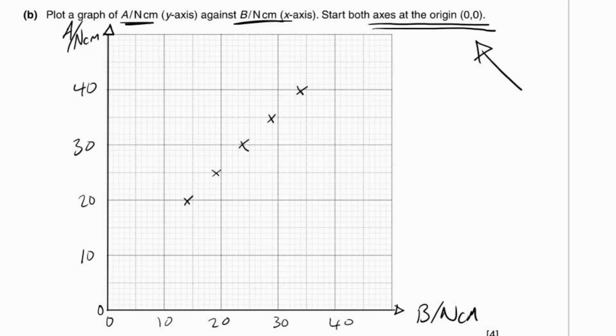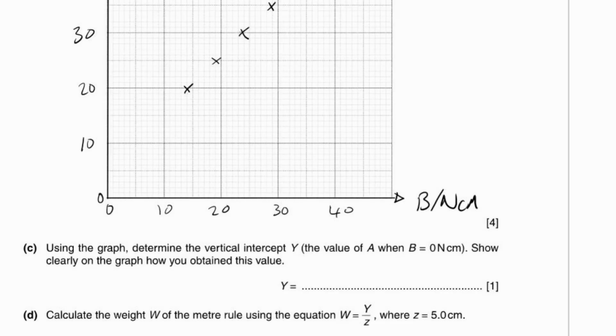And there we go, that's the points now marked on the graph. Let's see the next section. Using the graph, determine the vertical intercept y. Show clearly on the graph how you obtained this value. Alright, so we're going to do a line of best fit and continue it till it hits the y-axis. Okay, and that will show on the graph clearly how we got the value.